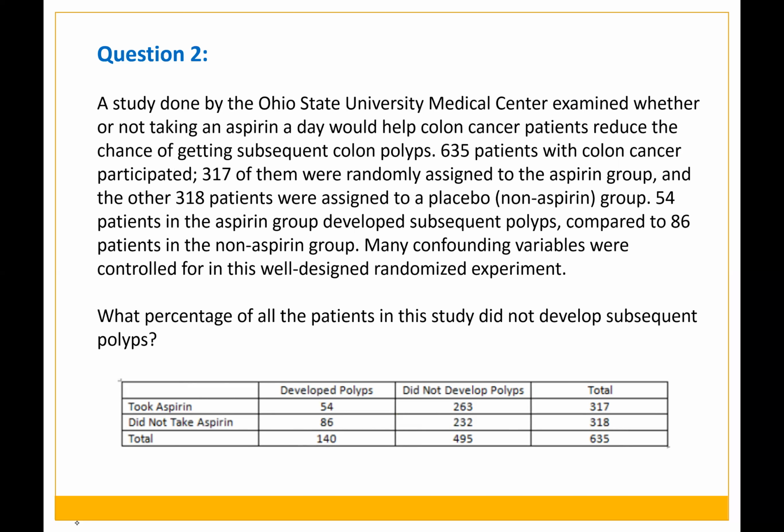First of all, question 2 is asking for the percentage of all patients in this study who did not develop subsequent polyps. So we have to find the total number of patients, which is 635, and those who did not develop subsequent polyps. We just look at who did not develop polyps, and we don't care whether that person took aspirin or not. So it's going to be 495. So the percentage here is going to be 495 divided by 635. So that's my final answer.